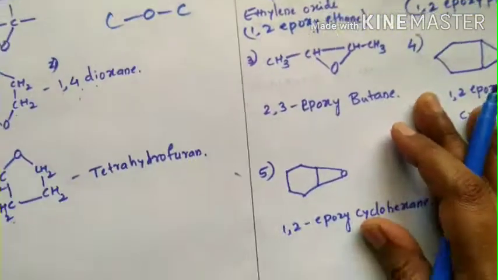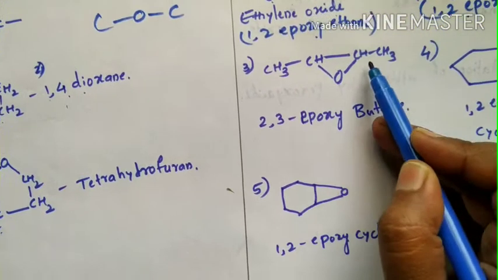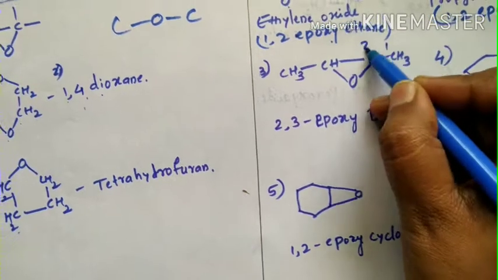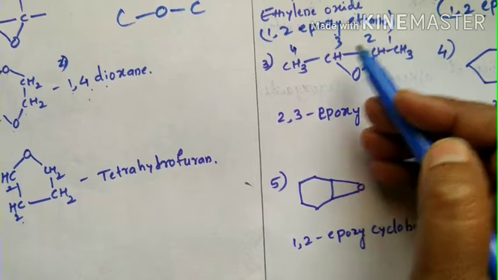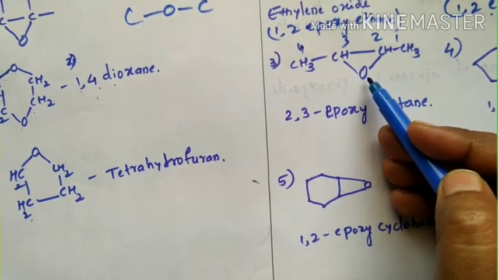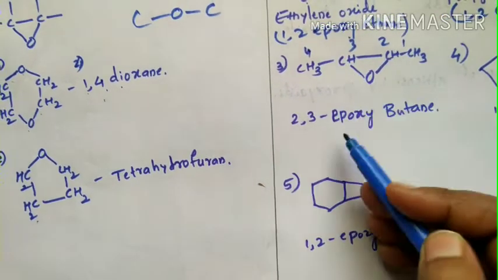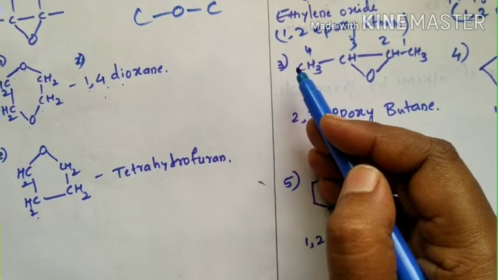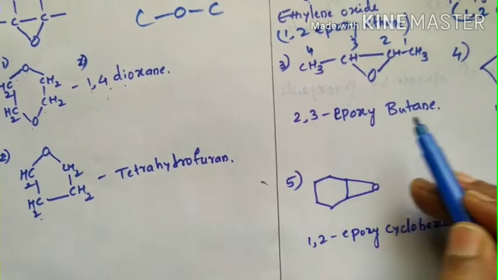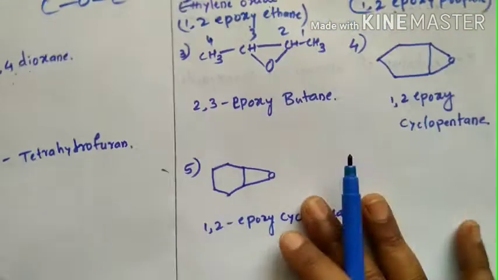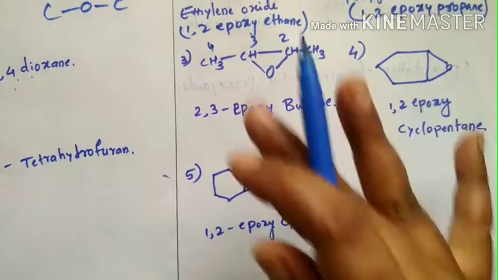In the same way, CH3CHCHCH3O. Here 1, 2, 3 and 4, and at 2 and 3 there is a linkage of oxygen. So 2,3-epoxy, in a straight chain there are 4 carbons, which means butane. 2,3-epoxybutane.